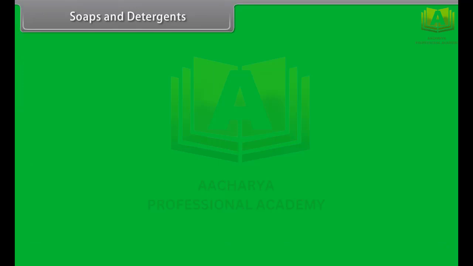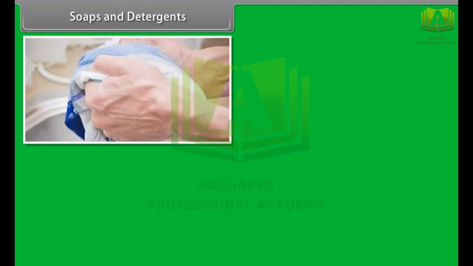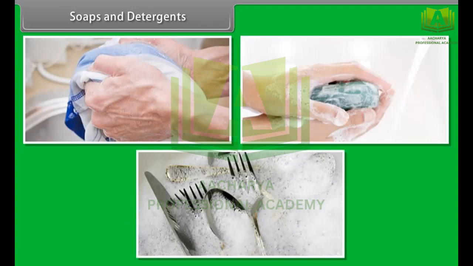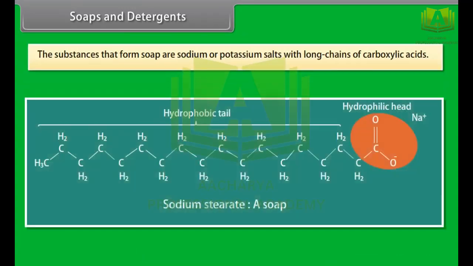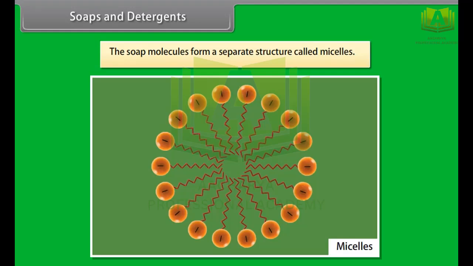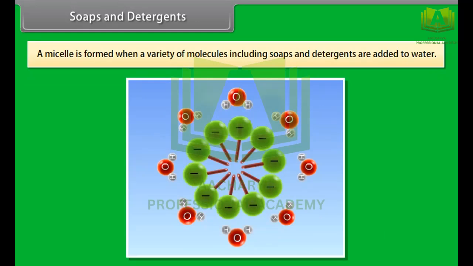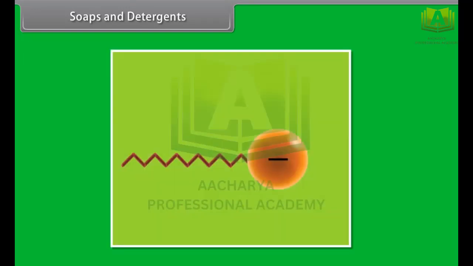Soaps and detergents. Soaps and detergents are used in our daily life to wash clothes, clean hands, clean utensils, etc. The substances that form soap are sodium or potassium salts of long-chain carboxylic acids. The soap molecules form a separate structure called micelles. A micelle is formed when a variety of molecules, including soaps and detergents, are added to water. These molecules must have a strong polar head and a non-polar hydrocarbon chain tail.